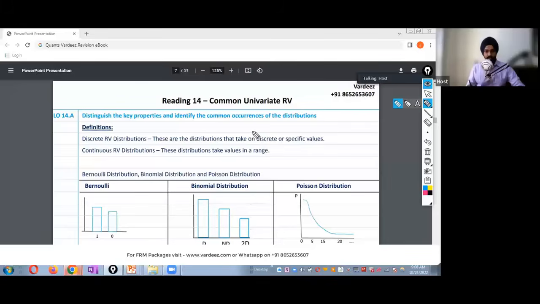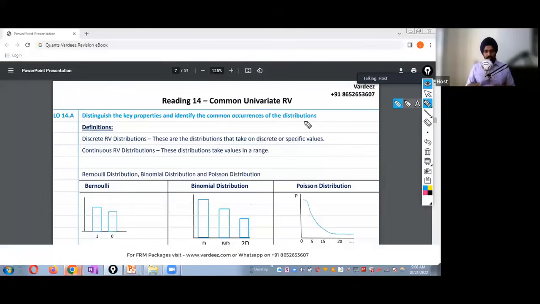All right, so let's start with reading number 14, and that's common univariate random variables. So again, a discussion on the random variable is still going on, and we are talking about the univariate, which means one random variable. We're going to be checking the distributions, or the different shapes that the random variables can take. All right, so let's look at the first learning objective: distinguish the key properties and identify the common occurrences of the distributions.